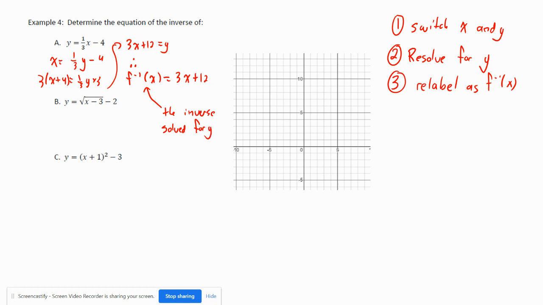Okay? All right. Part B, same steps. Step 1, x equals square root of y minus 3 minus 2. Next step, add 2 to both sides. Okay, so the inverse step was flipping your x and y, and now we're just going to resolve this equation for y. That's step number 2. Square both sides, so I'm going to square it like this and like this.